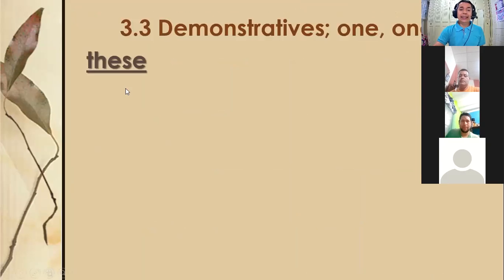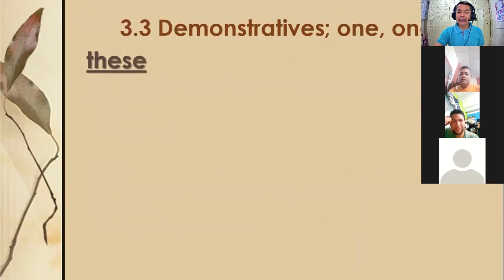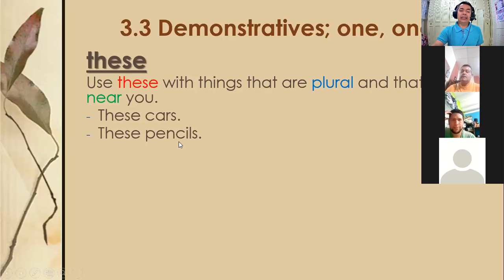These. Now in this case, it's the same pronunciation, but with z, these. The first one is this. And this one is these, right? Use these with things that are plural and that are near you. Plural, near you. Repeat after me, please. Use these with things that are plural and that are near you. For example, these cars, these pencils.